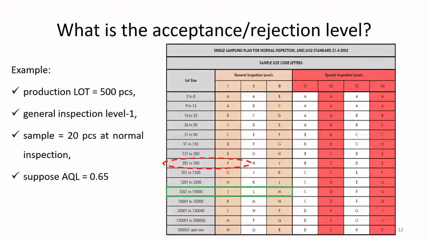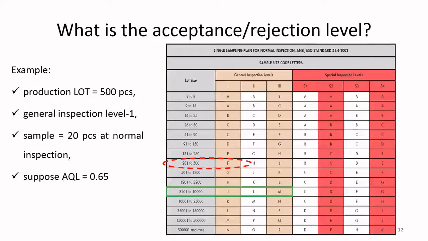Now, what is the acceptance or the rejection level? For example, we take a production lot of 500 pieces. Where does this 500 pieces fall in? When you see the lot size, there is 2 to 8, 9 to 15, 16 to 25. So your production lot of 500 pieces is going to fall under 281 to 500 pieces.